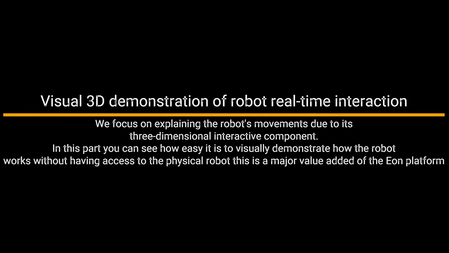We focus on explaining the robot's movements due to its three-dimensional interactive component. In this part, you can see how easy it is to visually demonstrate how the robot works, without having access to the physical robot. This is a major value added of the EON platform.